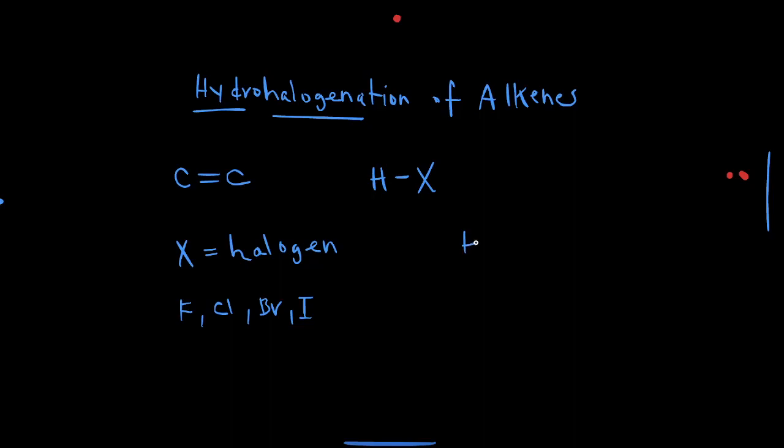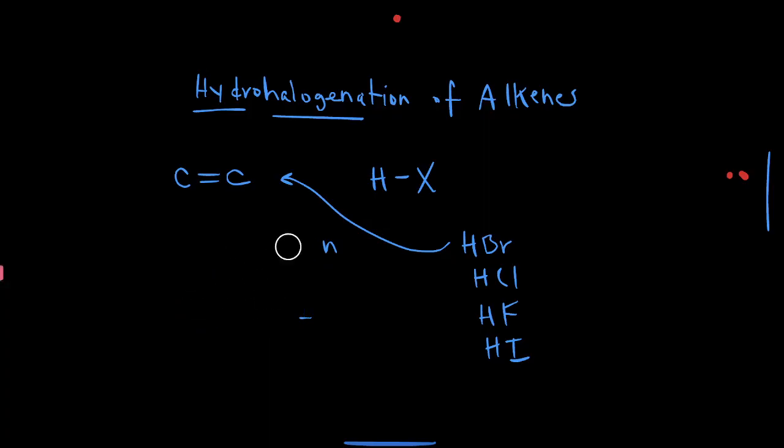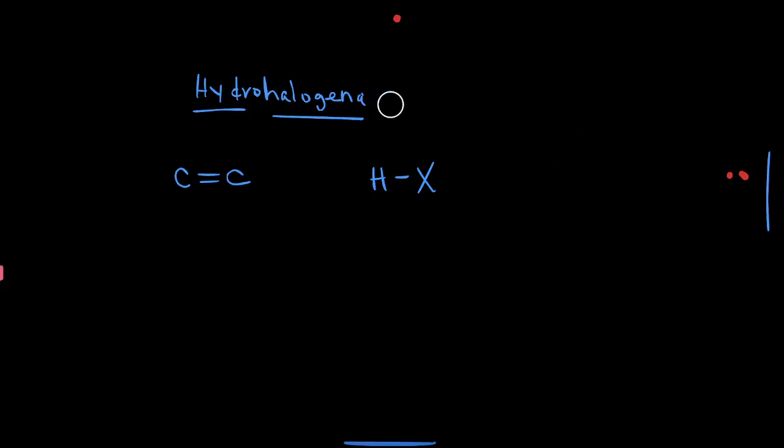So we can have things like HBr, HCl, HF, HI. When these compounds react with an alkene, we see our hydrohalogenation of alkenes reaction occurring. So let's look at a simple example and work out the mechanism. Let's say we have this simple, rather symmetrical alkene compound here. Here we can see our double bond, so we're dealing with an alkene. We're going to react this alkene with, let's say, HBr.